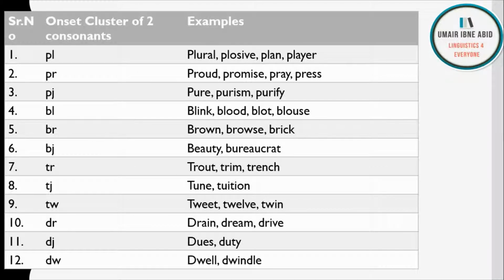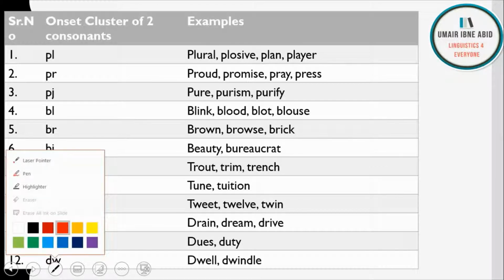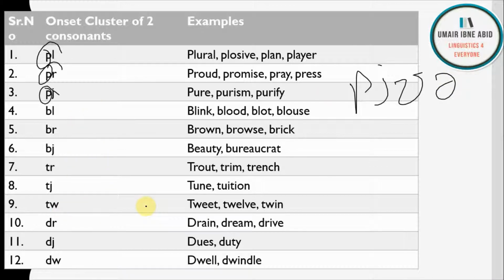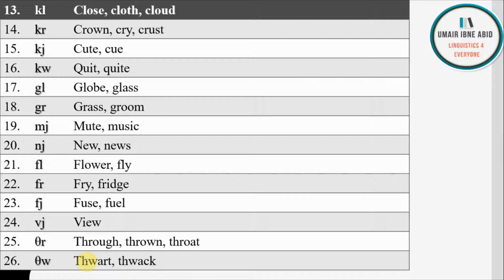I have given you a few examples like plural, proud, pure, and a few more examples as well: tune, tuition. You can just stop and look at this chart. A few more examples: close, quit, globe, flower, fly. Just stop and watch.